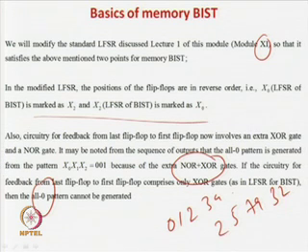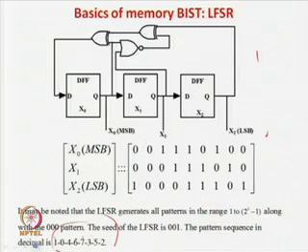It is somewhat different from the standard LFSR or modular LFSR for a general circuit. So what do we do? If you remember, in the standard design for a general circuit, it was x0, x1 and x2. But for memory, we have changed the order, we have made it x2, x1, x0, just as a reversal, and we have put a NOR gate. Now, why have we put a NOR gate? We will see that this will help you generate the all zero pattern.